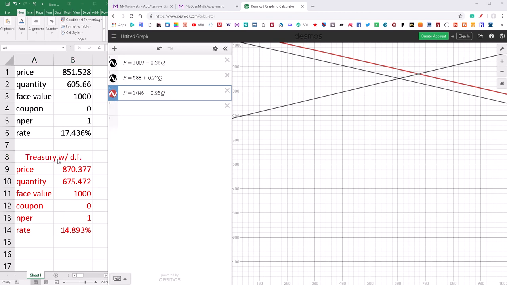So I put in here treasury with default risk. Okay. So about 70, if each person buys one treasury bond, about 70 new people entered this market to get that security, that assurance that the bond won't default. Okay, so let's go back to my open math.